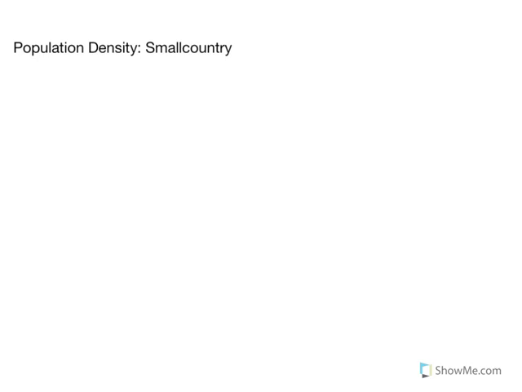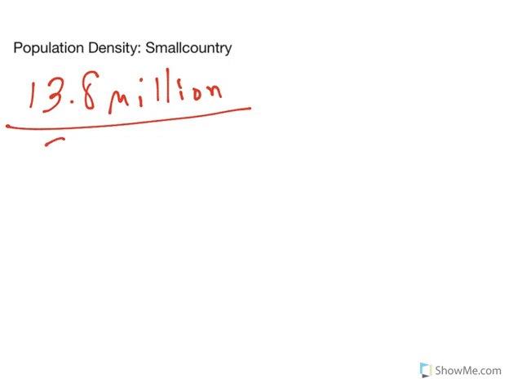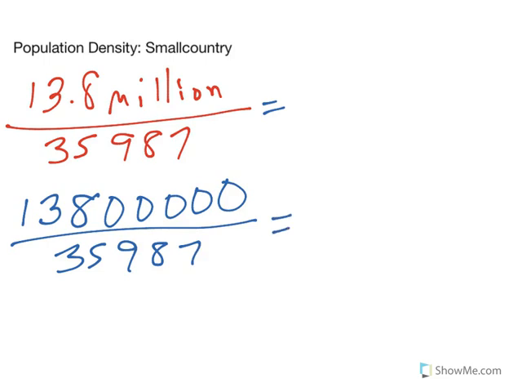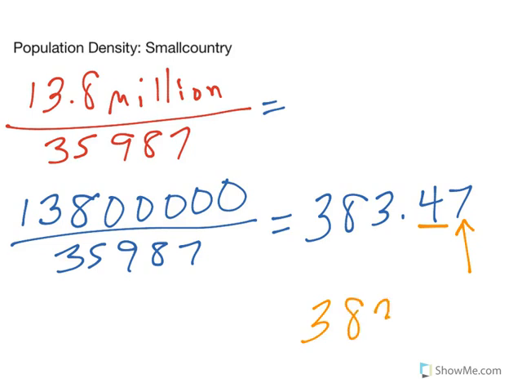In Small Country, we have 13.8 million compared to 35,987 square miles. So I take my 13, move it 1, 2, 3, 4, 5, 6 places because of the million, divided by 35,987, and I get a population density of 383.47. Again, tenths. 7 tells me to round up, and I'm at 383.5. So that's kind of in between Countrystan and Big Country.